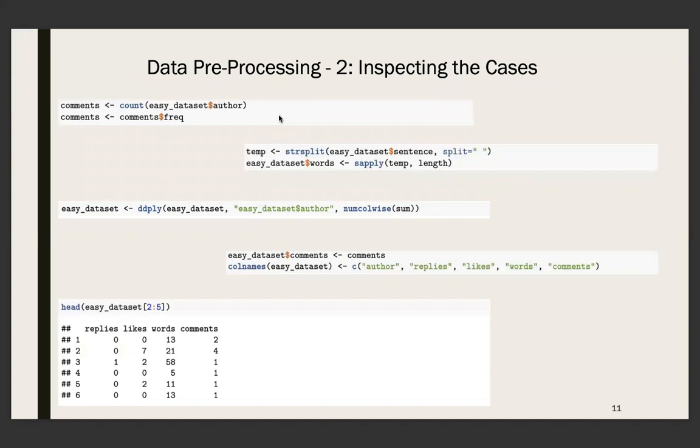Then we use the str split command in order to generate the new variable words. And only now, as one of the final steps of data pre-processing, double cases can be identified and have to be merged. And it is necessary for some because some authors of social media comments will have posted several comments. And the amounts of the numeric variables have to be summed up. So we use the ddply command, which is used for summing them up.